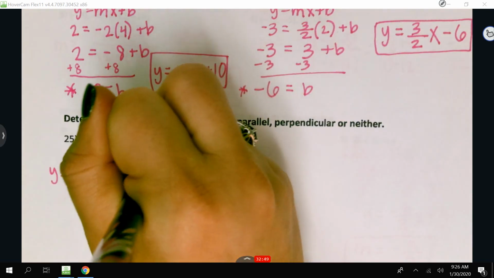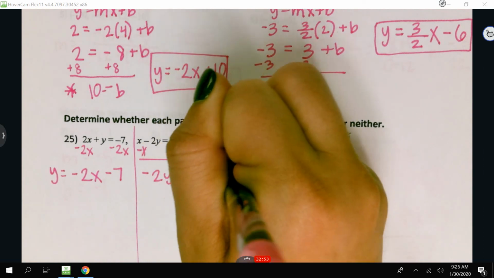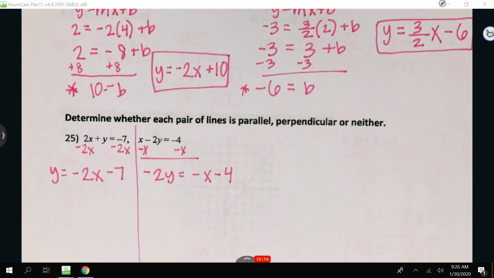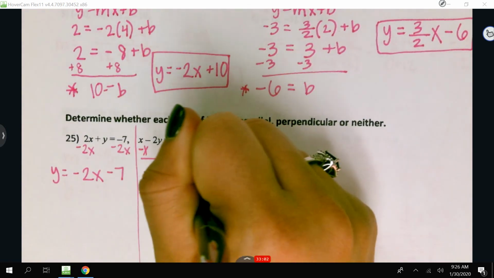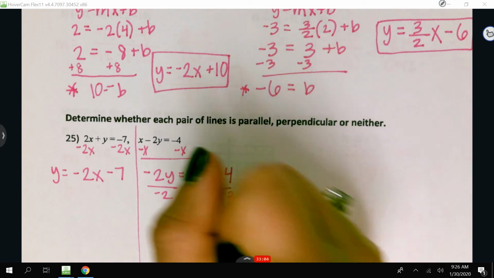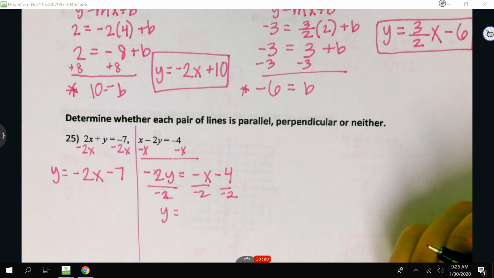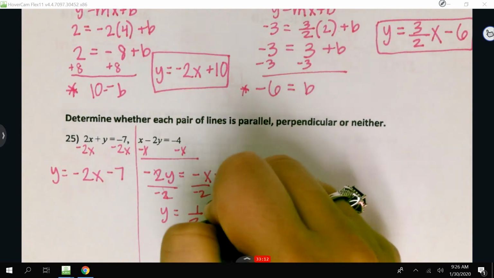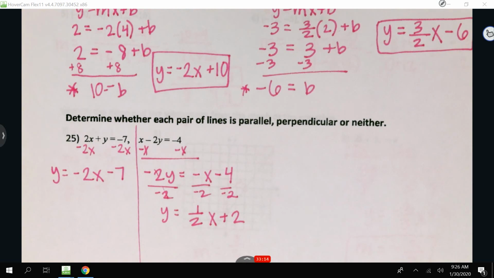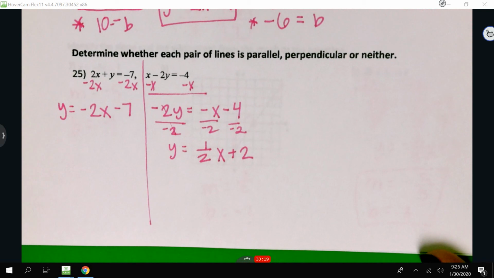So then you have negative 2y equals negative x minus 4. Is that in slope-intercept form? No. You still got to divide by negative 2. So y equals 1/2x plus 2. Good. Positive 1/2x plus 2. Good. You're right. All right, so now they're both in slope-intercept form.